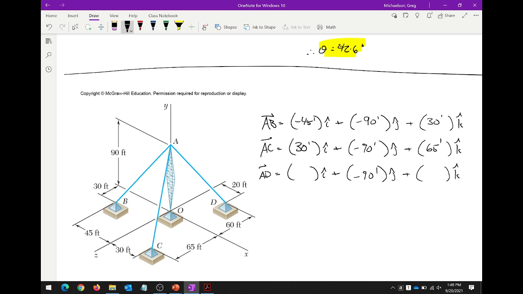AD, somebody else. 20, negative 90, negative 60. So let's see. Along the x-axis, positive 20, negative 90. Along the z, we're going in the opposite direction of positive z. This is positive z, this is negative z. From A to D, we go back, negative 60. That's exactly right.